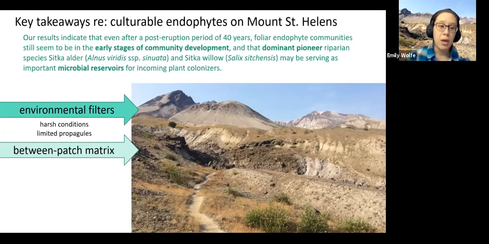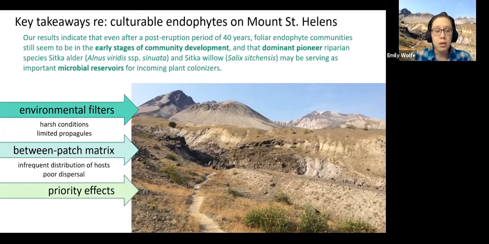And then we also are bringing back the between-patch matrix idea that we previously discussed. There's a pretty infrequent distribution of hosts on the Pumice Plain, as you can see even in this picture. And even if the endophytes are present, they just may not be able to disperse effectively. That was actually the case in a previous study of mycorrhizae on the Pumice Plain, a little earlier in its history after the eruption. So, poor dispersal. And then finally, we have priority effects at play.